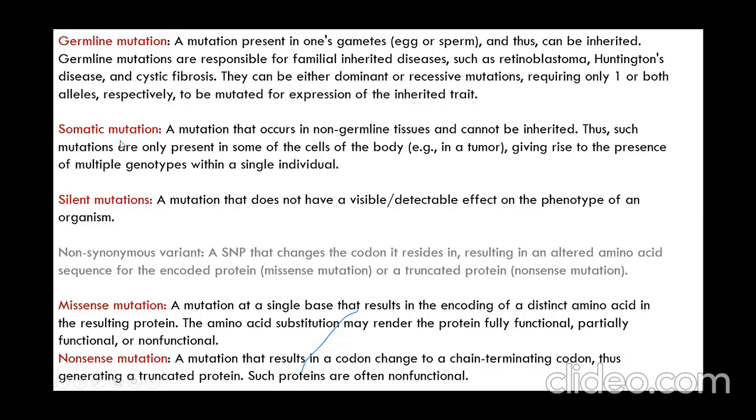On the other hand, somatic mutation: I am an individual, and my somatic body, leaving aside the germ cells, egg or sperm, whatever remains is called somatic tissue. Cancer is a somatic mutation. It happens in a specific tissue and is, in general, non-inherited. And a silent mutation is one where no visible, detectable phenotype can be attributed to the mutation. Then missense and nonsense mutations; these are your fundamentals, so go into that.